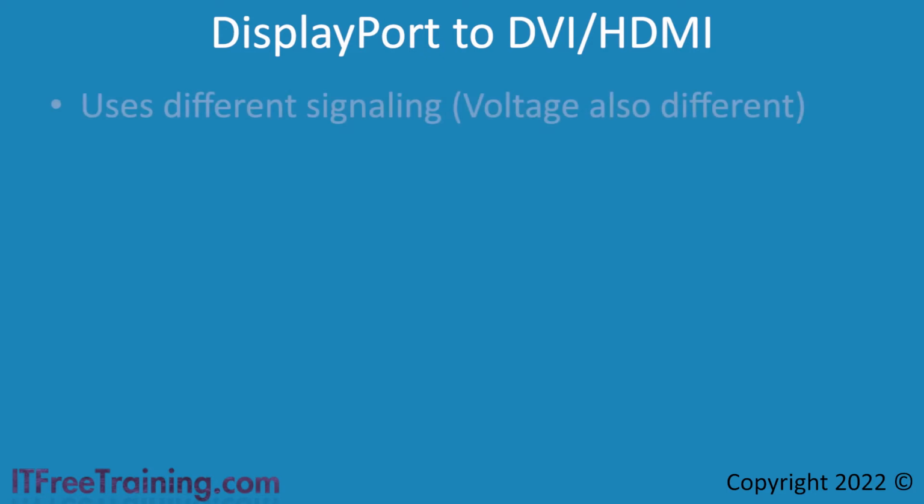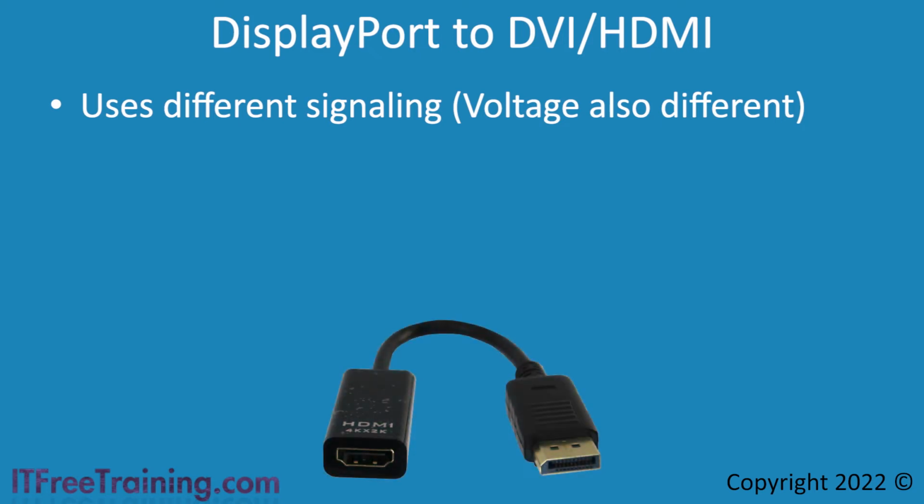DisplayPort uses very different signaling compared to HDMI and DVI. Also, the voltage used is different. DisplayPort uses 3.3 volts, while HDMI and DVI use 5 volts. For this reason, an active adapter or passive adapter with a small amount of electronics is required. Simply rewiring will not work because the voltage also needs to be changed.